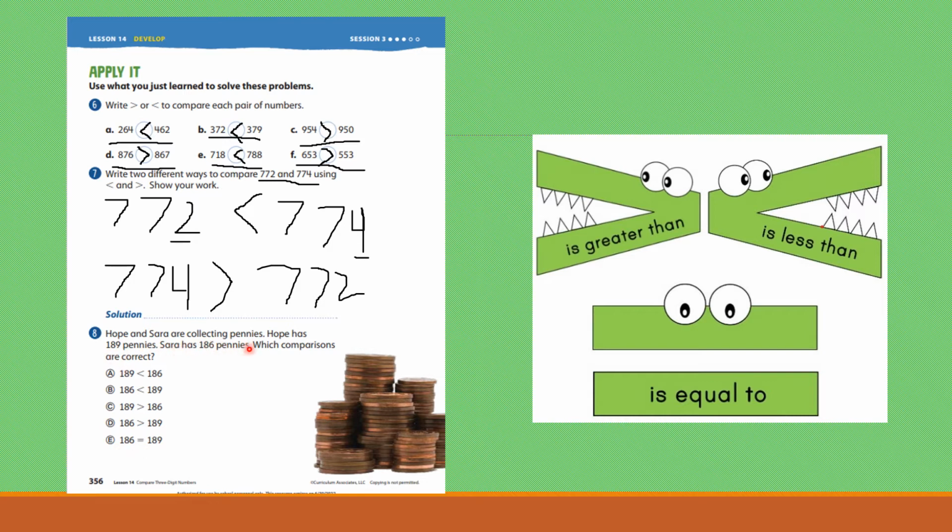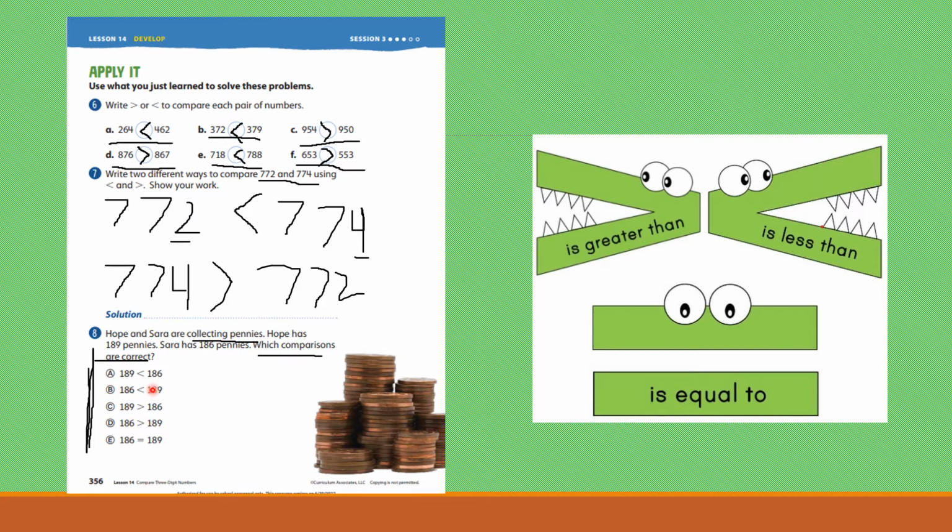Hope and Sarah are collecting pennies. Hope has 189 pennies. Sarah has 186 pennies. Which comparisons are correct? All right, let's think about this. What is this problem about? It's about collecting pennies. What do they want to know? They want to know which comparisons are correct. What's the important information? All of these. I'm going to have to go through and physically compare each one, A, B, C, D, and E, to find the correct answer. So let's do this.